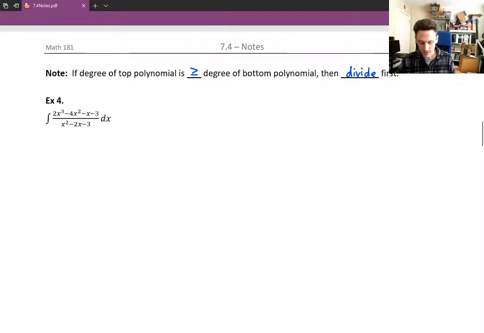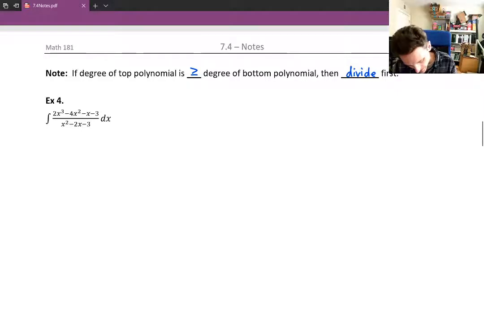In example 4, we've got this integral of 2x cubed minus 4x squared minus x minus 3 all over x squared minus 2x minus 3. And you can notice that the top degree is 3, the bottom degree is 2, so the top degree is definitely bigger than or equal to the bottom degree. So when you see that, the first step you're going to take is divide. That's actually going to be a helpful step because that's going to break down this rational function into some smaller pieces already. So let's write the long division for that.